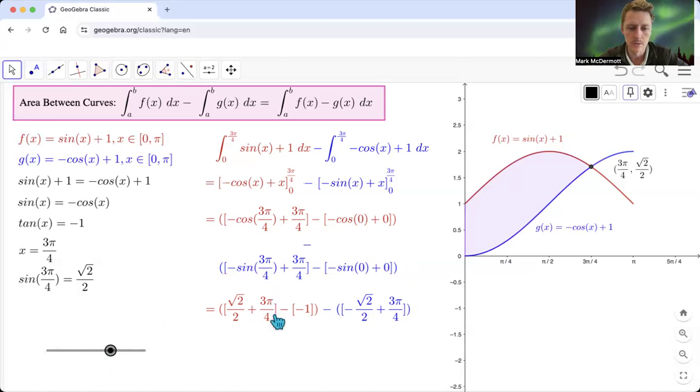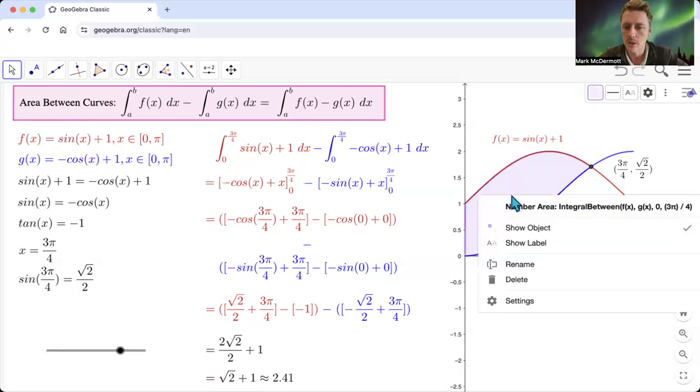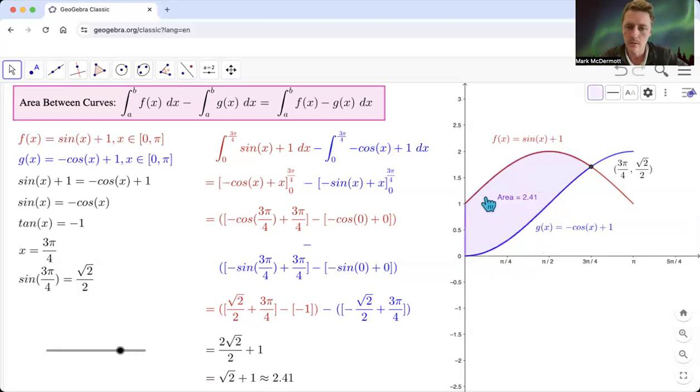This plus 3 pi on 4 minus 3 pi on 4 over here, so they're going to cancel out, and you're going to be left with 2 root 2 on 2 plus 1, and cancelling the 2's out, you get root 2 plus 1, which is approximately 2.41. And if we check the area of this purple shaded region, it works out in our example here. Okay, so that's how you find the area between curves.